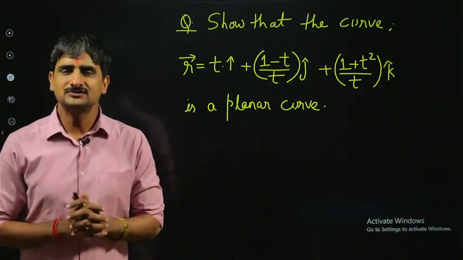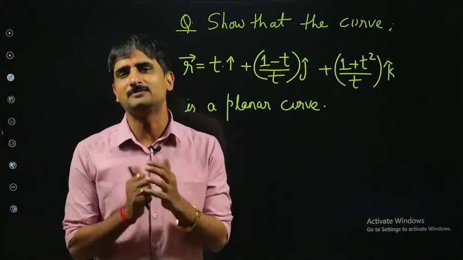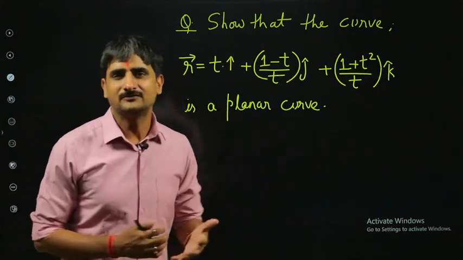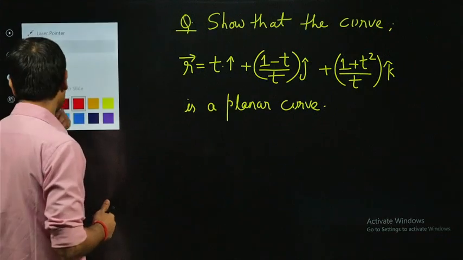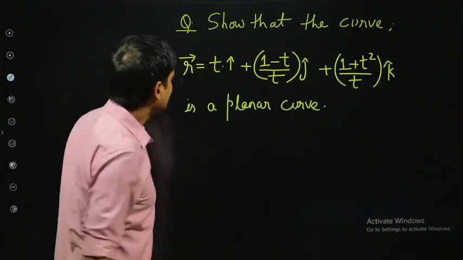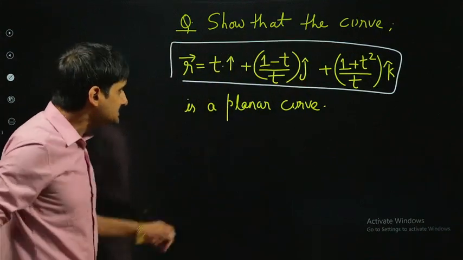See, I got this question as a doubt and I found it to be a totally different type of question. So that's why I decided to start the vectors with this question here. So let's start. See, the question is, we have to show that this vector equation represents a planar curve.